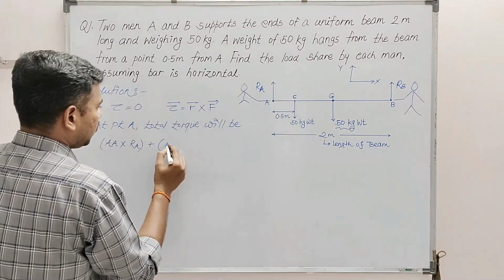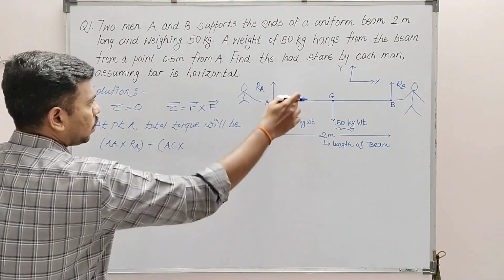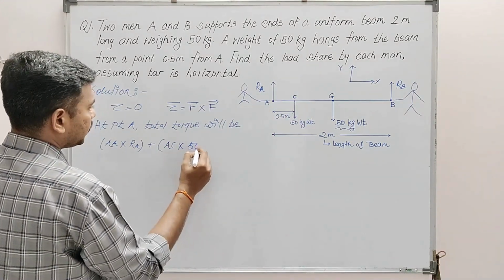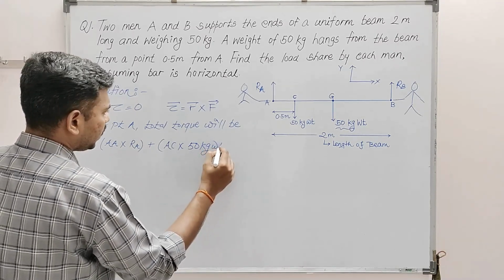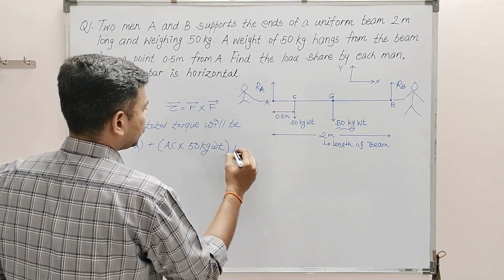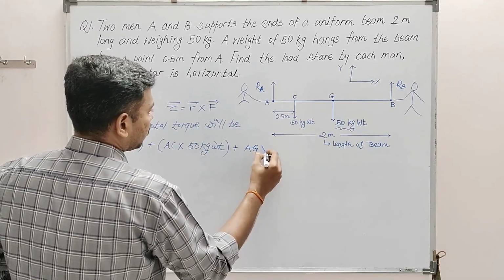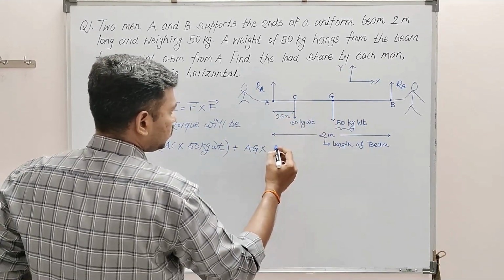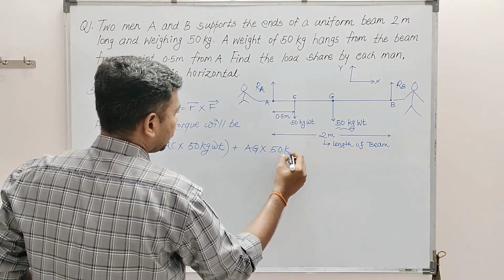Next AC vector cross 50 kg Wt. Now this is a force, we can directly write this value here. Next is AG vector cross, now force is in downside, so let me write 50 kg Wt.